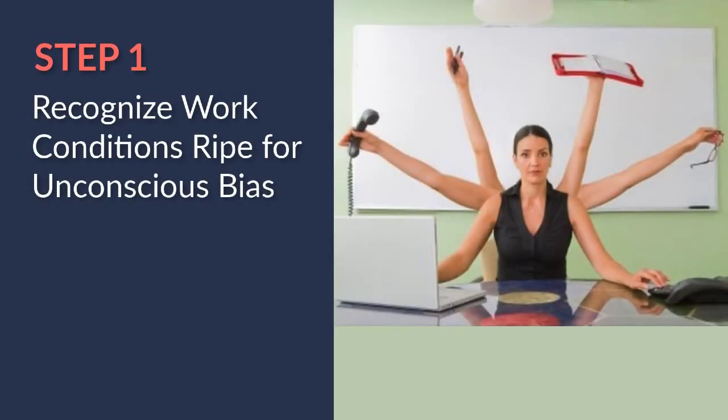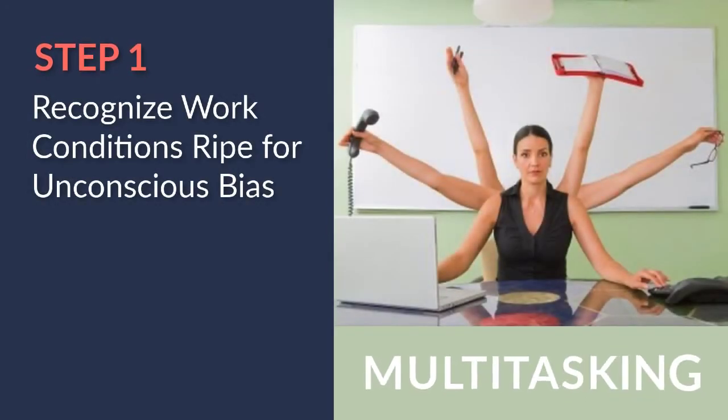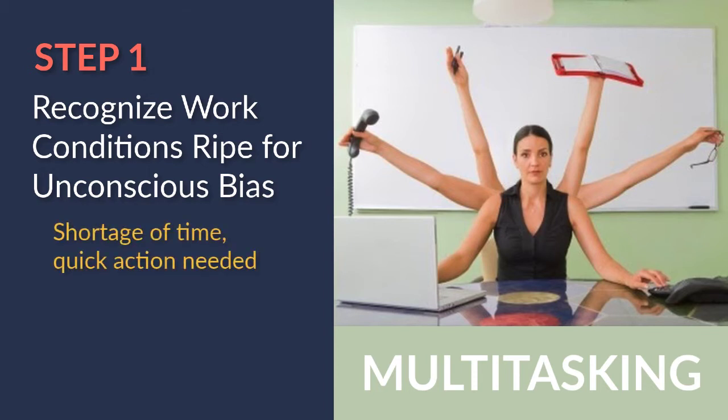First, it is important to recognize work conditions that are ripe for unconscious biases to come into play. Errors related to unconscious biases tend to come into play in situations when you are pressed for time and you need to accomplish tasks quickly. Sound familiar? We are also at risk under conditions of stress, such as conflict at work, issues going on at home, or environmental stress, such as noise, other people's emotions, or distractions.